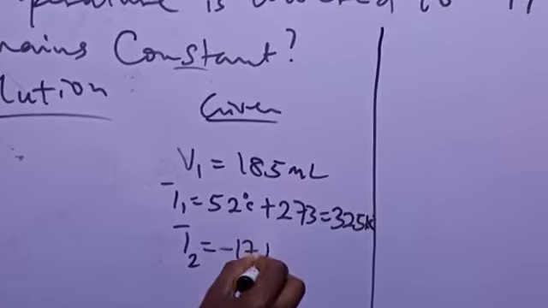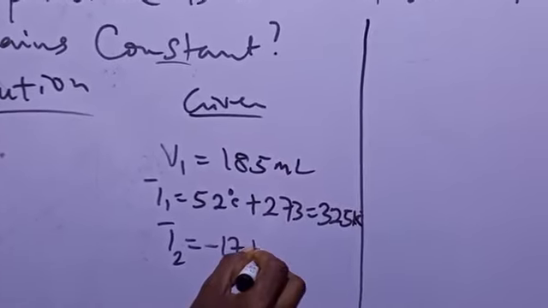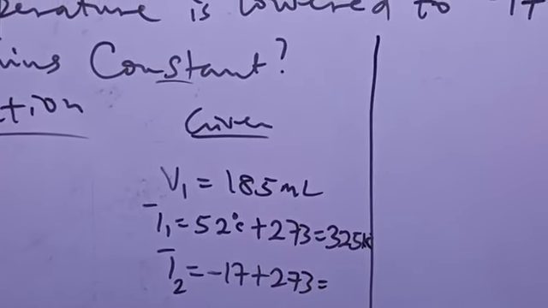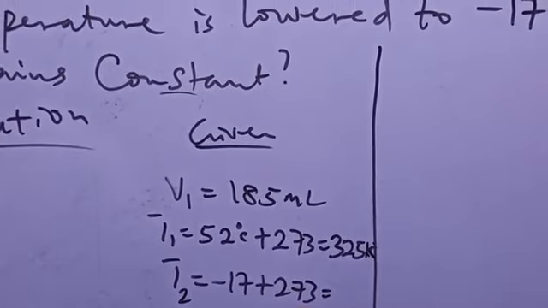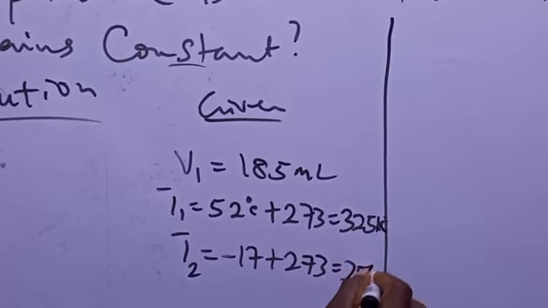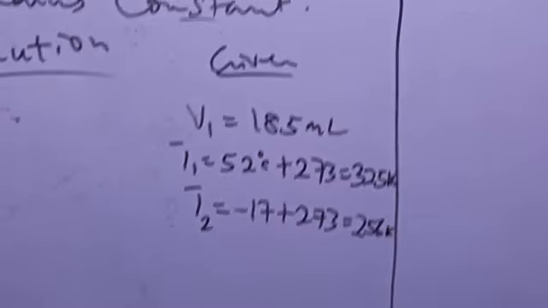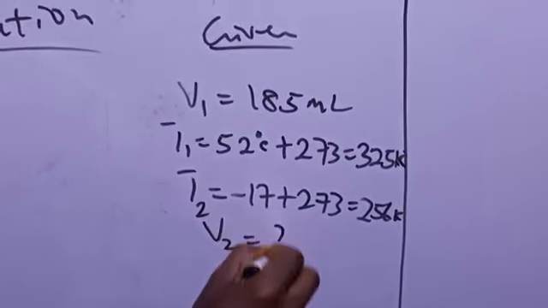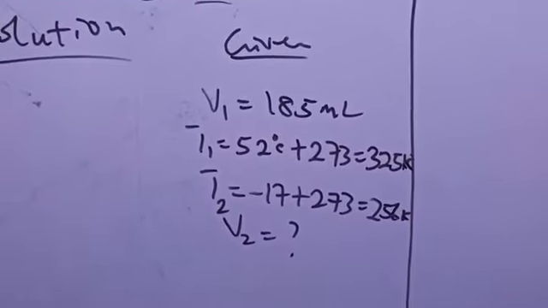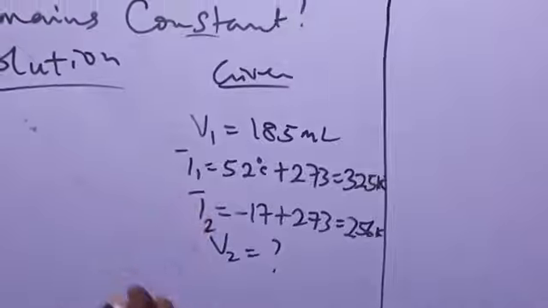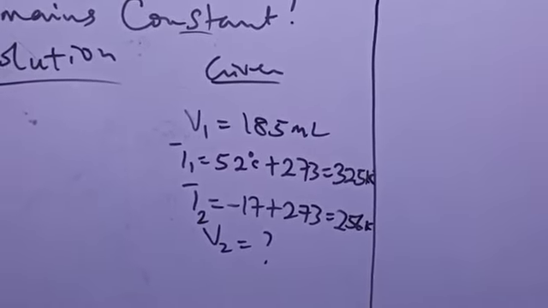If you also add the absolute temperature, which is plus 273, you will have the final temperature to be 256 Kelvin. And V2 is not given. It asks what is the volume of the balloon if the temperature is lowered to minus 17 degrees.